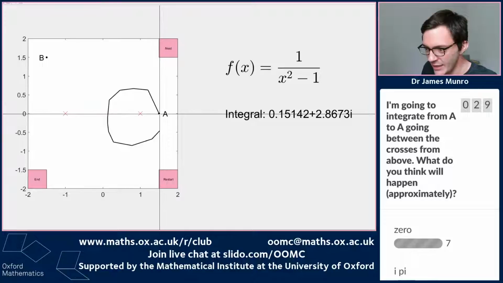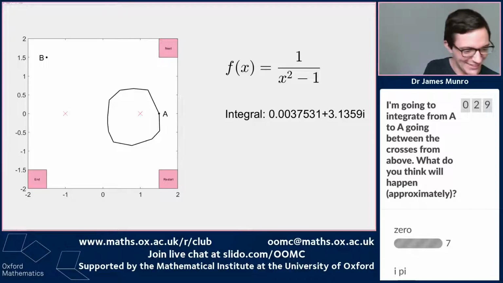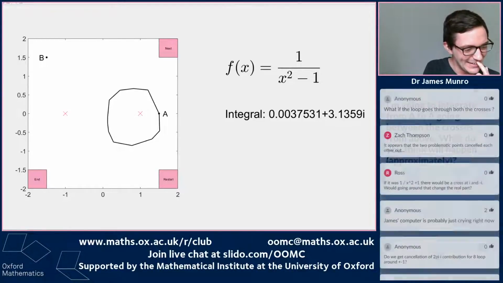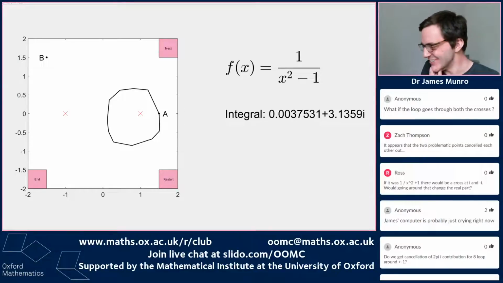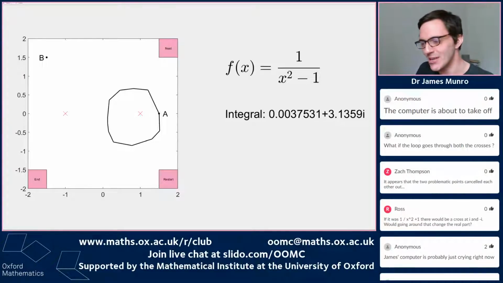When you get back to A, the integral is about 0 plus i pi, which is basically the least popular option in the poll, because I've kind of tricked you. I want you to see how weird that is, right? 3.1359, which we all know is the expansion of pi. So this is sort of weird.